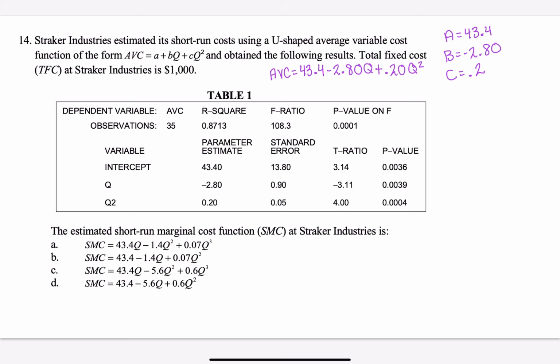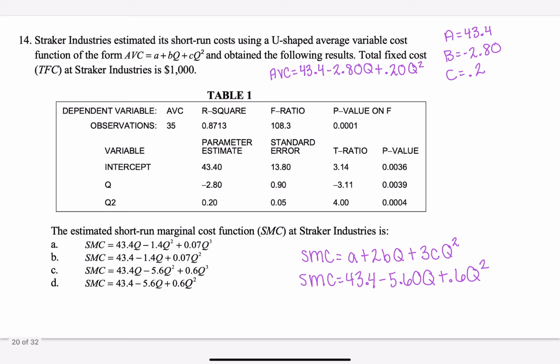The estimated short-run marginal cost function at Straker Industries is, so our short-run marginal cost is going to be A plus 2BQ plus 3CQ squared. So short-run marginal cost equals 43.4 minus 5.6 times Q plus 0.6 Q squared. This chapter is a lot of plugging things into formulas and just making sure that you're not making silly mistakes when you're typing into your calculator.